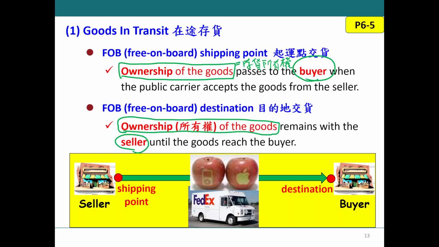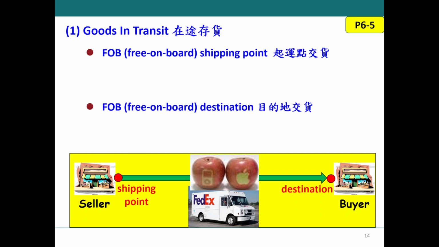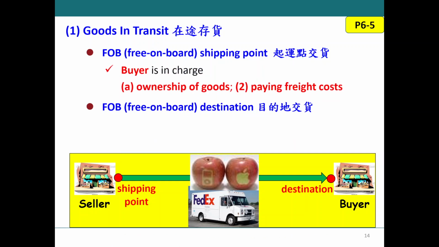So who had these two apples? Who paid the freight cost? FOB shipping point. The buyer had the ownership. The buyer paid the freight cost, right? Okay. So FOB shipping point, the buyer had the ownership. 存货所有权。The buyer paid the freight cost.